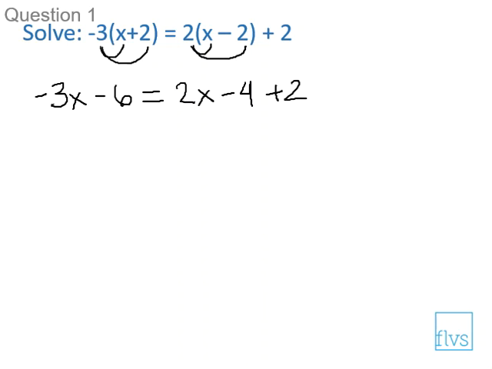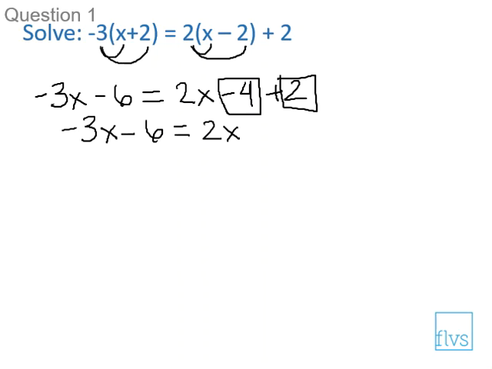Now, the next step is we want to add like terms. So on the left-hand side, there's nothing that's in common, but on the right-hand side, the negative 4 and the 2 are in common. So we're going to add those like terms together, giving us 2x minus 2.